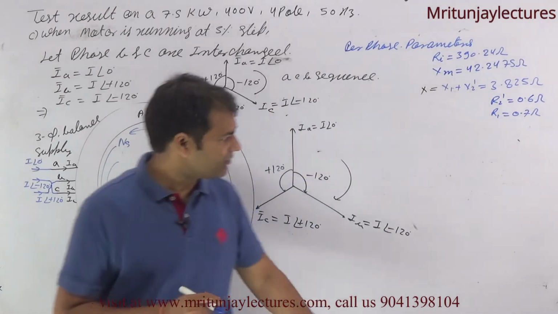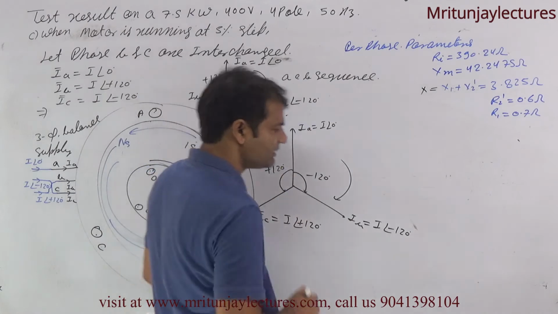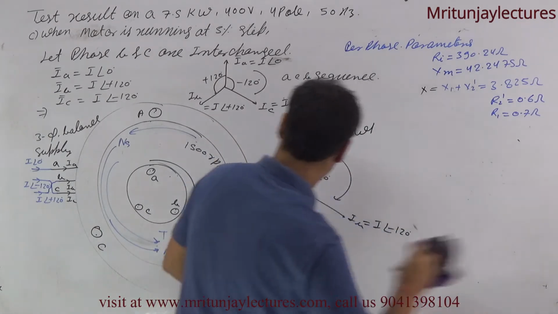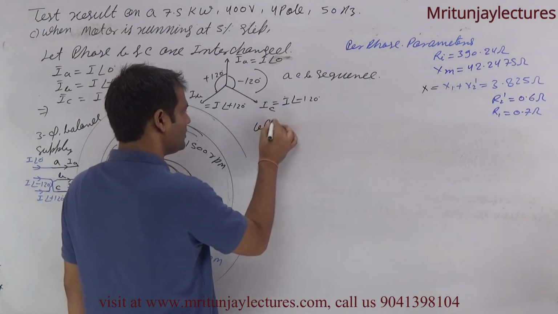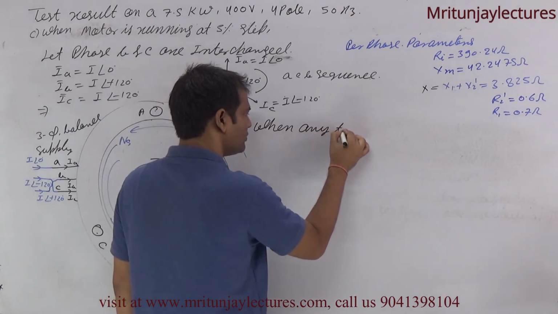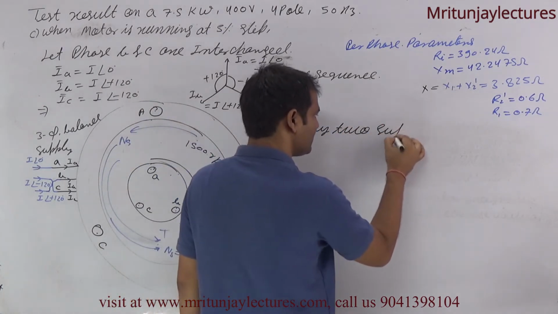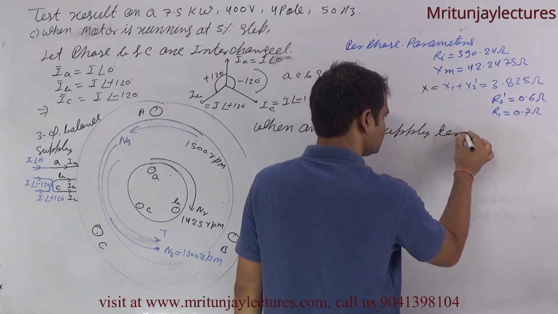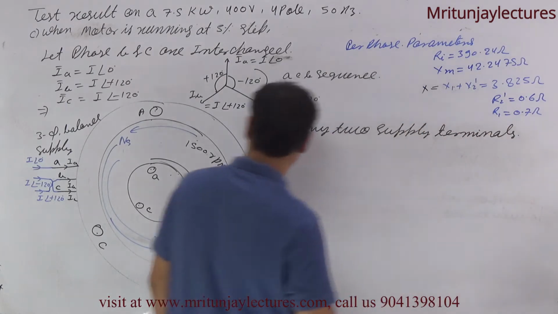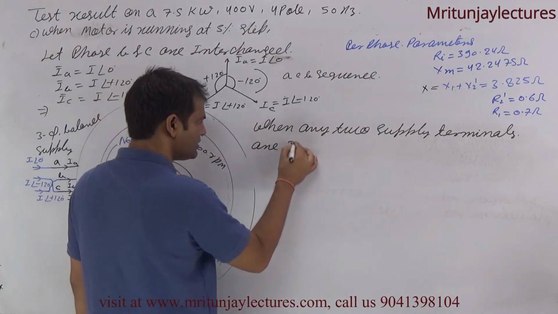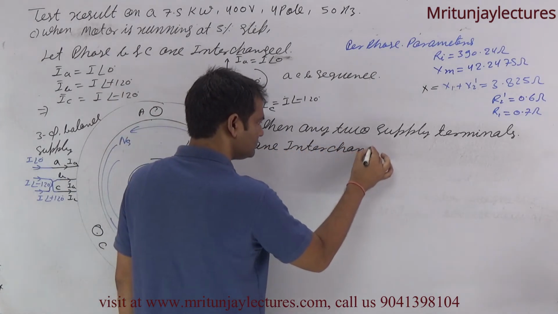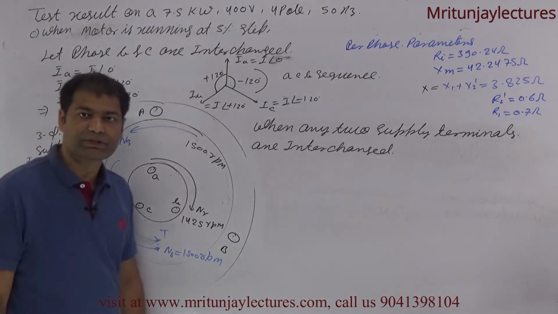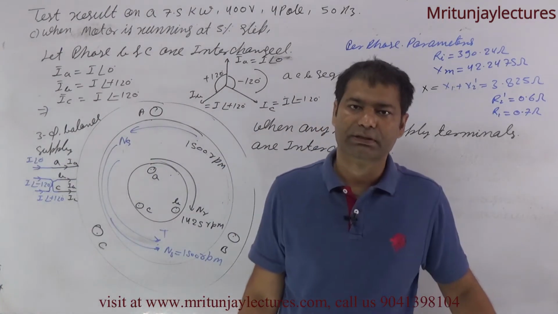NR decreases. First of all, written as: when any two supply terminals are interchanged, what about the phase sequence? The phase sequence of the current is reversed.